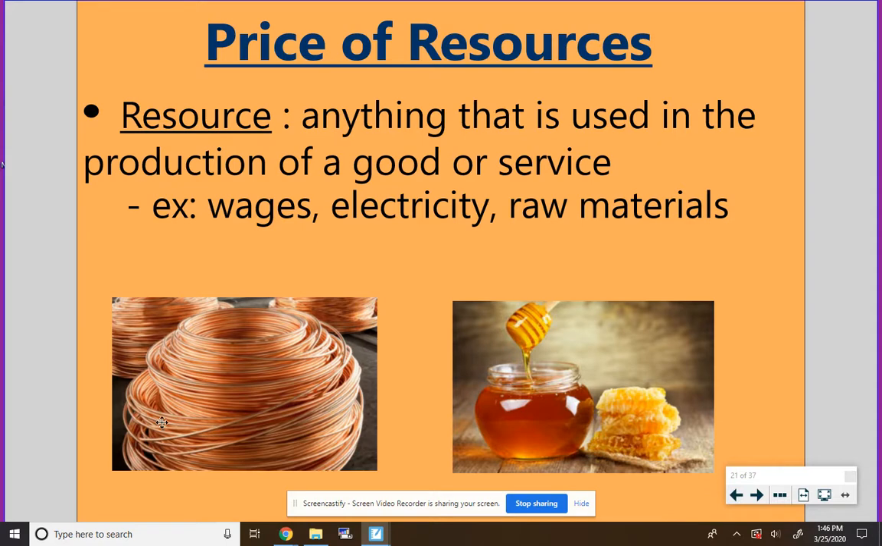Or if the price of copper is really high, which tends to happen, like if we're at war, then that might affect the supply of things that contain copper. So with price of resources, sometimes what you're using goes up, but the supply of the item being made doesn't necessarily go up or down. We'll look at some examples as we go. And I'll try to put a video clip for price of resources for you on Google Classroom.